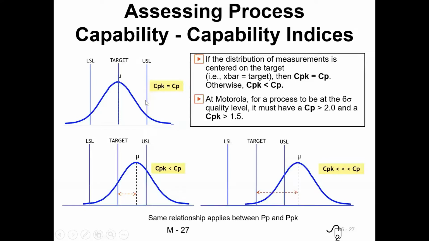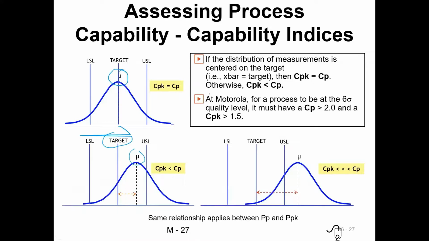Then these are the graphics showing the difference. In the first graphic, basically CPK is equal to CP, and in the second the mu has been offset. Therefore, CPK will be smaller than CP. And the third one is quite similar to the second one, but it is much further from the target.